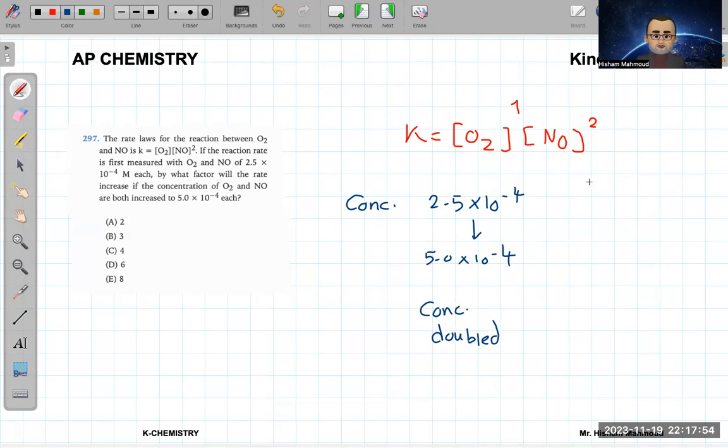What is the order of the reaction? It's first order to the first one and second order to the second one. So the total order of the reaction is 3. The concentration is doubled, so it is 2 to the power of 3, which is 8. So the answer is 8.